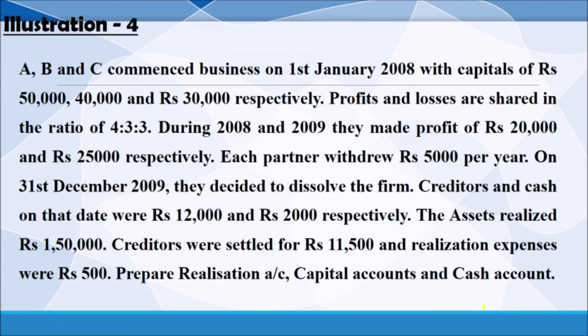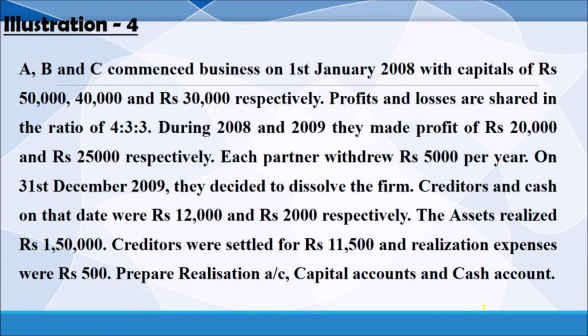Moving to the third problem. Here a few partners are there. They commence their business and their capitals are 50,000, 40,000 and 30,000. Profit and loss shared 3:3:3. They made a profit of rupees 20,000 and 25,000 in 2008 and 2009. Each partner withdrew rupees 5,000 per year.